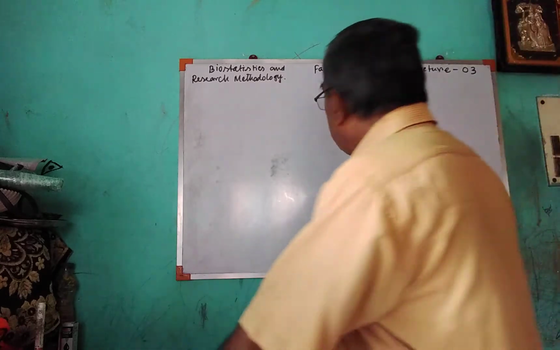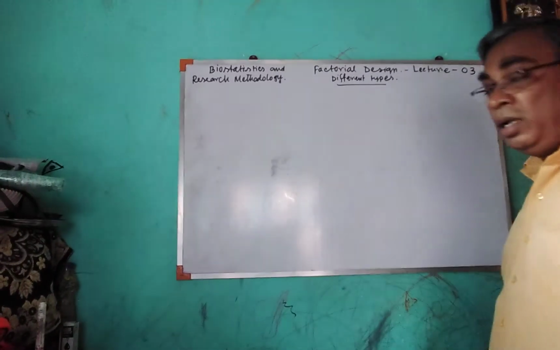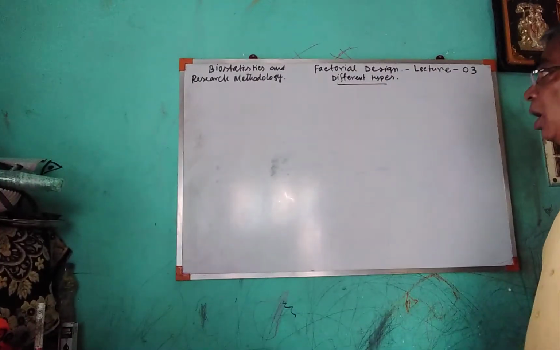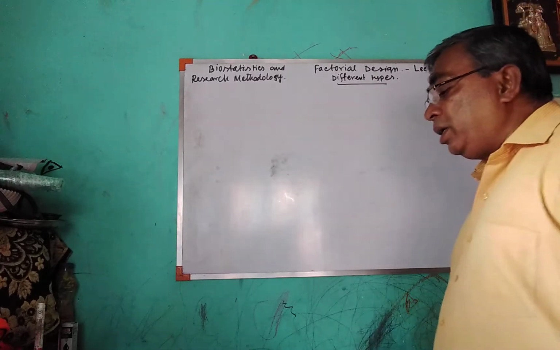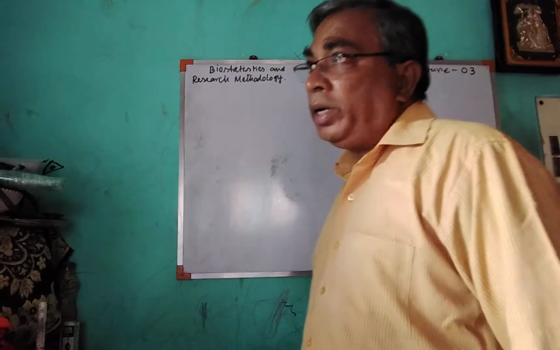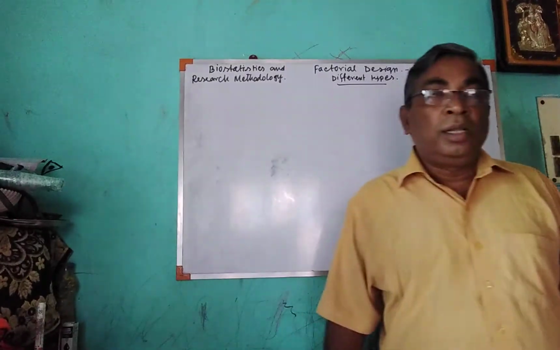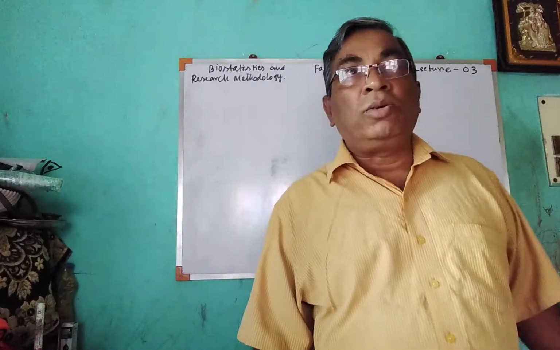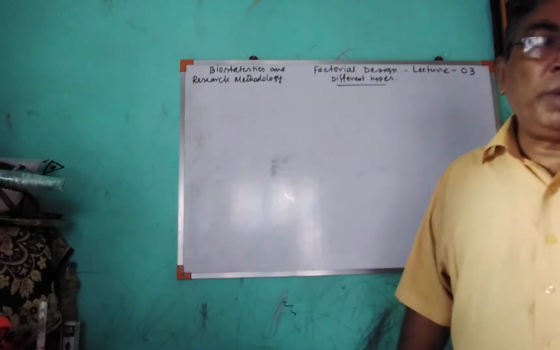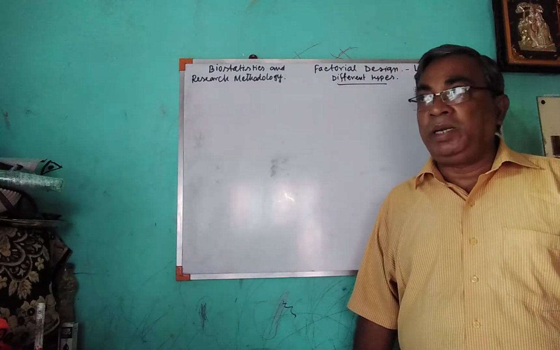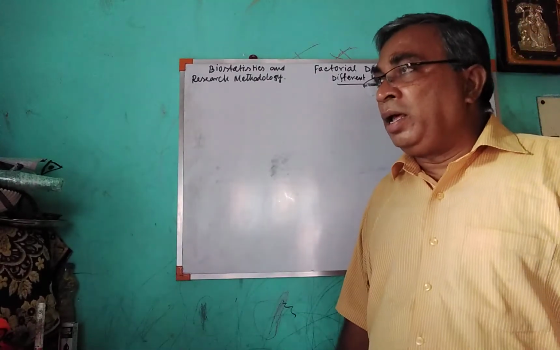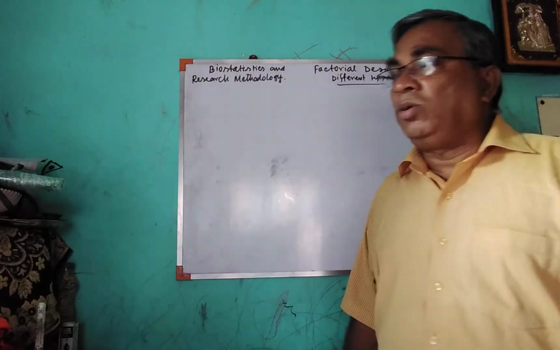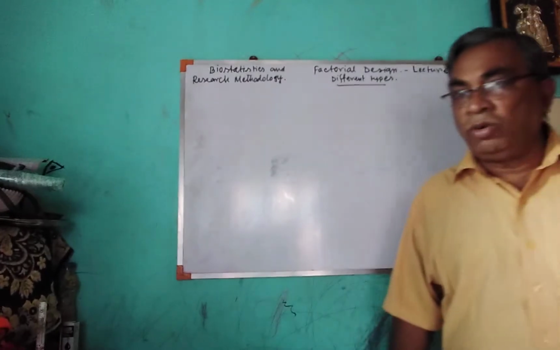This is lecture number 3. I will explain different types of factorial design. As you know, we have already discussed that factorial design totally depends upon independent variables and dependent variables. The dependent variable is known as the level and the independent variable is known as the factor. You already know this.